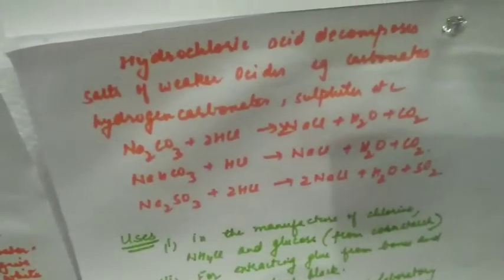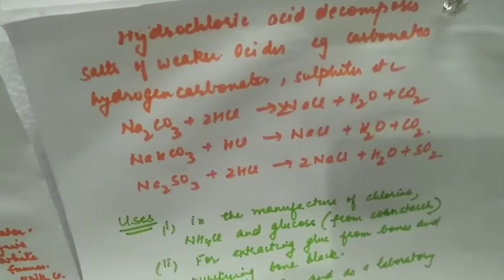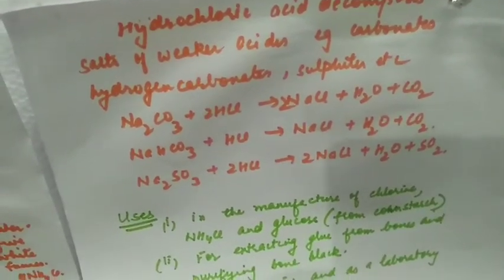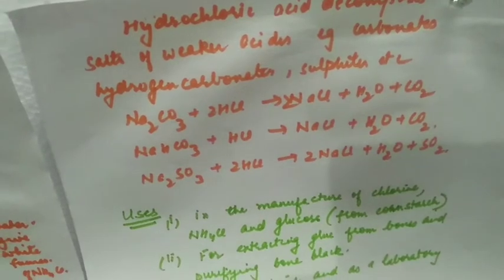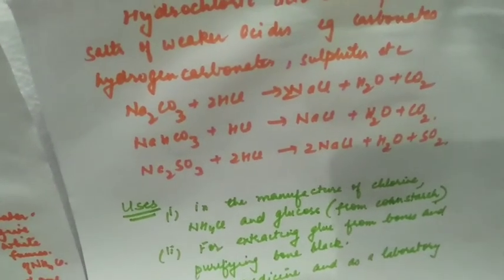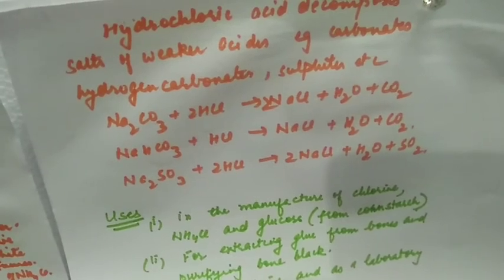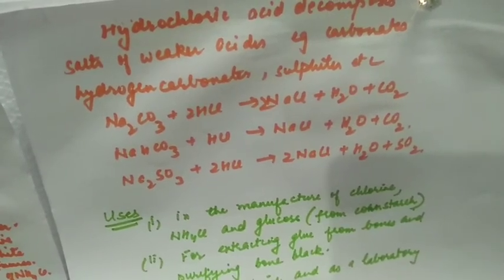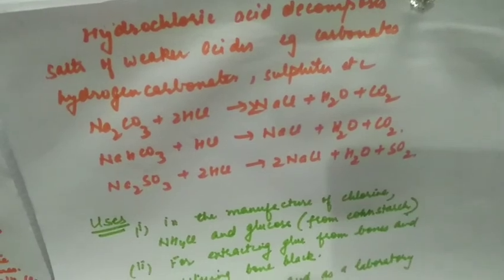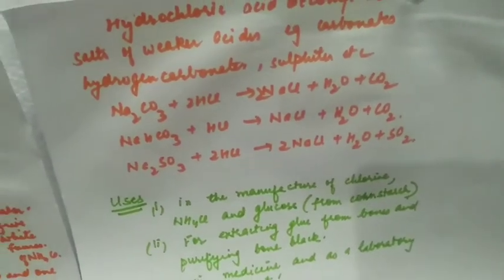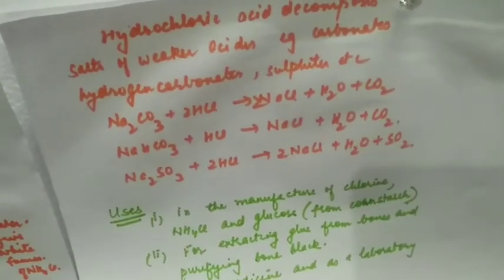Hydrochloric acid decomposes salts of weaker acids, for example carbonates, hydrogen carbonates, sulfites, etc. So sodium carbonate decomposes to give NaCl, water and carbon dioxide. Sodium bicarbonate will give the same products. Sodium sulfite with HCl will also form sodium chloride, water and sulfur dioxide.